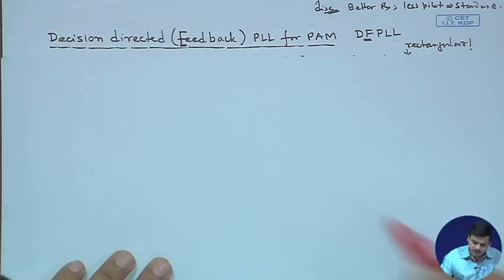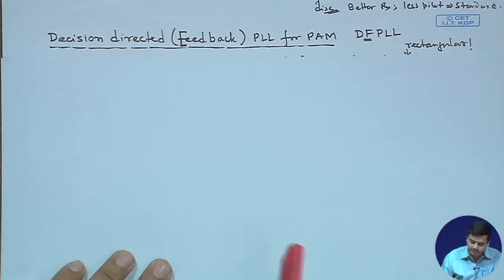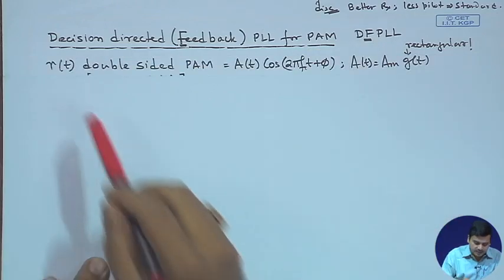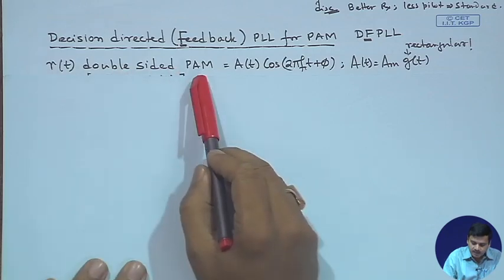So, we will go a little bit further in this lecture and present a couple of more very popular techniques to recover the carrier phase, and then we will move on to discuss symbol timing synchronization. We will take a look at the decision feedback or decision directed PLL for pulse amplitude modulated signals. It is called DF-PLL, and in this case the received signal r(t) is a double sideband signal.